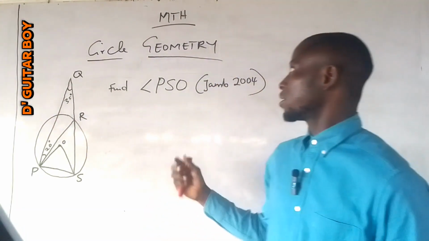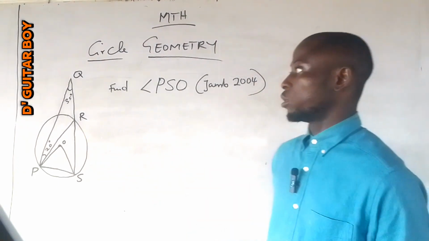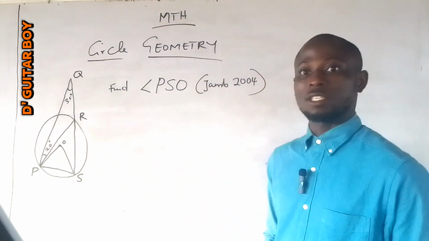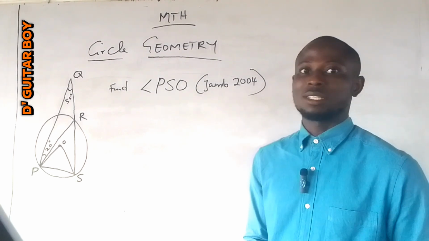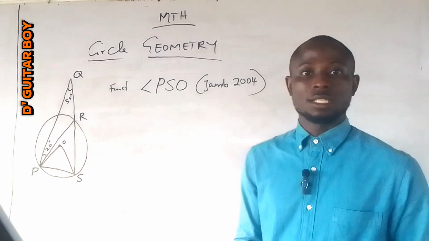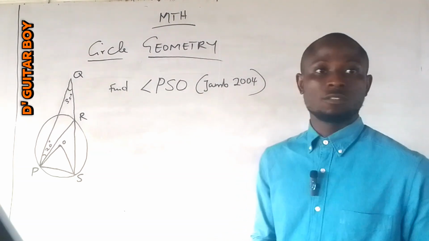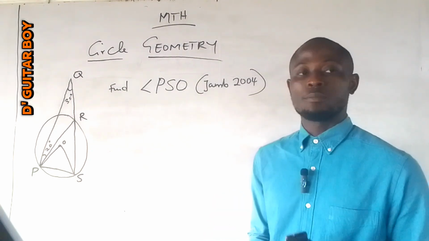Today we are going to be doing mathematics. I promised to do more examples on circle geometry in our last video. I said at least 10 examples, nothing less than 10, and we have done 4. Remaining 6 examples. By the grace of God, in this video, we are going to do two examples.